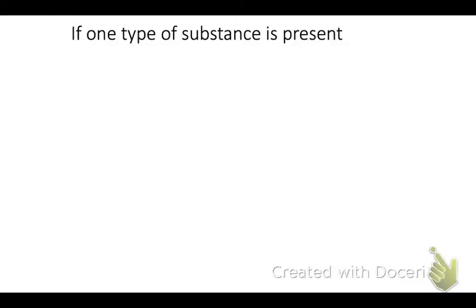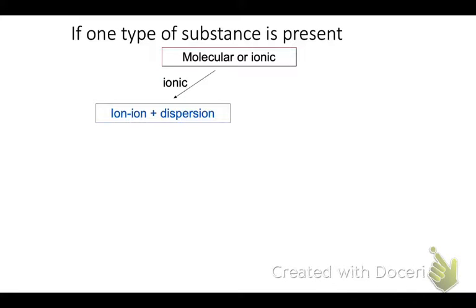Now, here is how you decide what intermolecular forces you're looking at. The first question you ask yourself, am I looking at a molecular or an ionic compound? If it's ionic, made of metals and nonmetals or polyatomic ions, then what does exist is ionic bonds and dispersion forces. Remember, dispersion forces will be everywhere, right? Remember, ionic bonds, inter and intra are the same, which is the ion-ion or the ionic bonds.